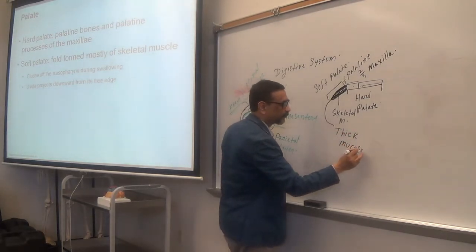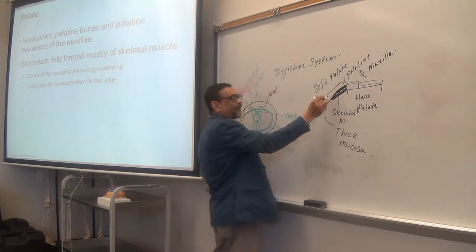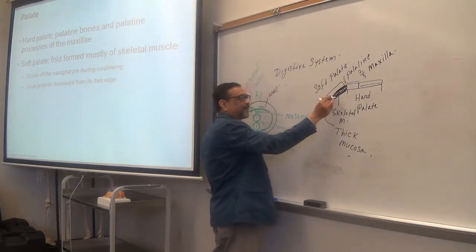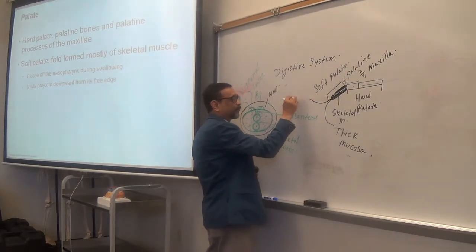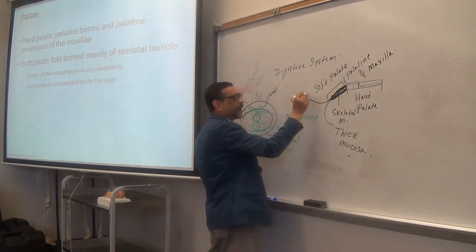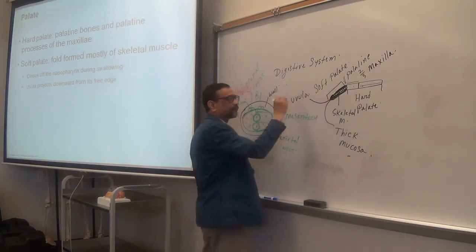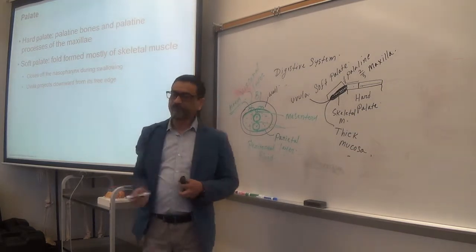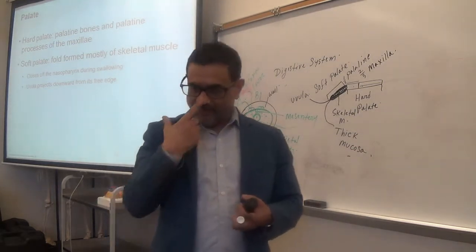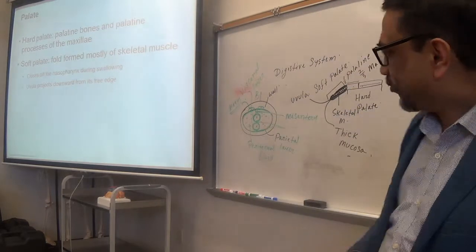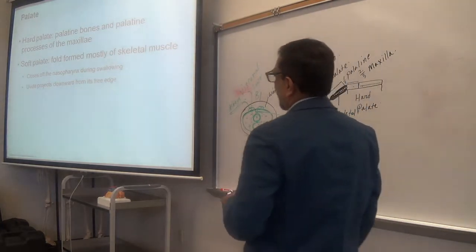Mucosa. Okay. And the end part of the soft palate, this free end, is called the uvula. So the uvula is the free end of the soft palate, this part, that you can see through the oral cavity. So that is the palate.